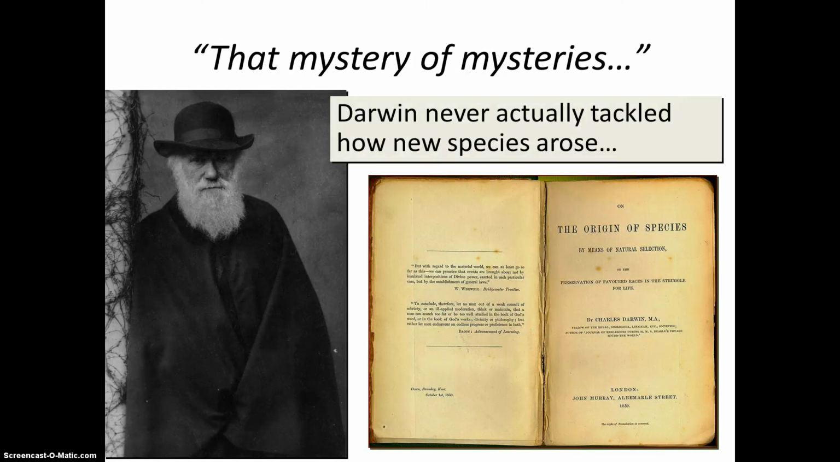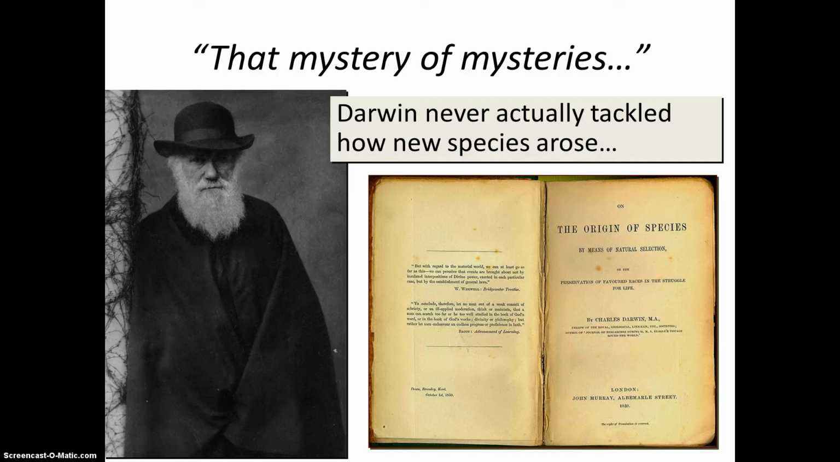This is a picture of Charles Darwin. If you've never heard of Charles Darwin, we may need to do a little bit of research on him. Charles Darwin didn't ever actually address how a new species arose. Instead, in his published work on the origin of species by means of natural selection, Charles Darwin outlined the steps of natural selection and how it worked. He was very correct on most of his thoughts.